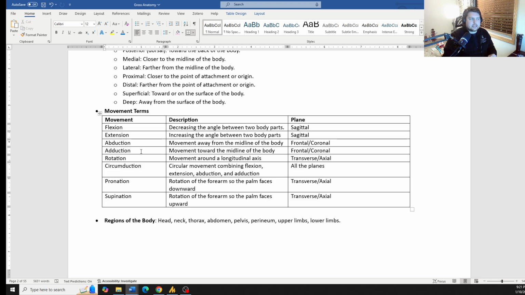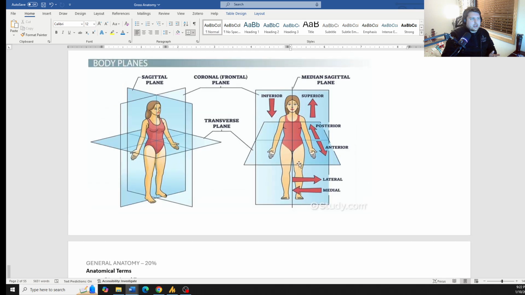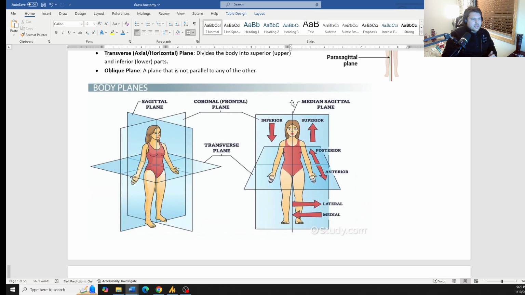Abduction and adduction are our frontal coronal plane. So it's moving along that frontal coronal plane. Rotation is a transverse or axial movement. The way that I can kind of compare this is if you were to select a specific point along this whole plane and just put a single pin in there attached to an arm, which way would the arm swing?